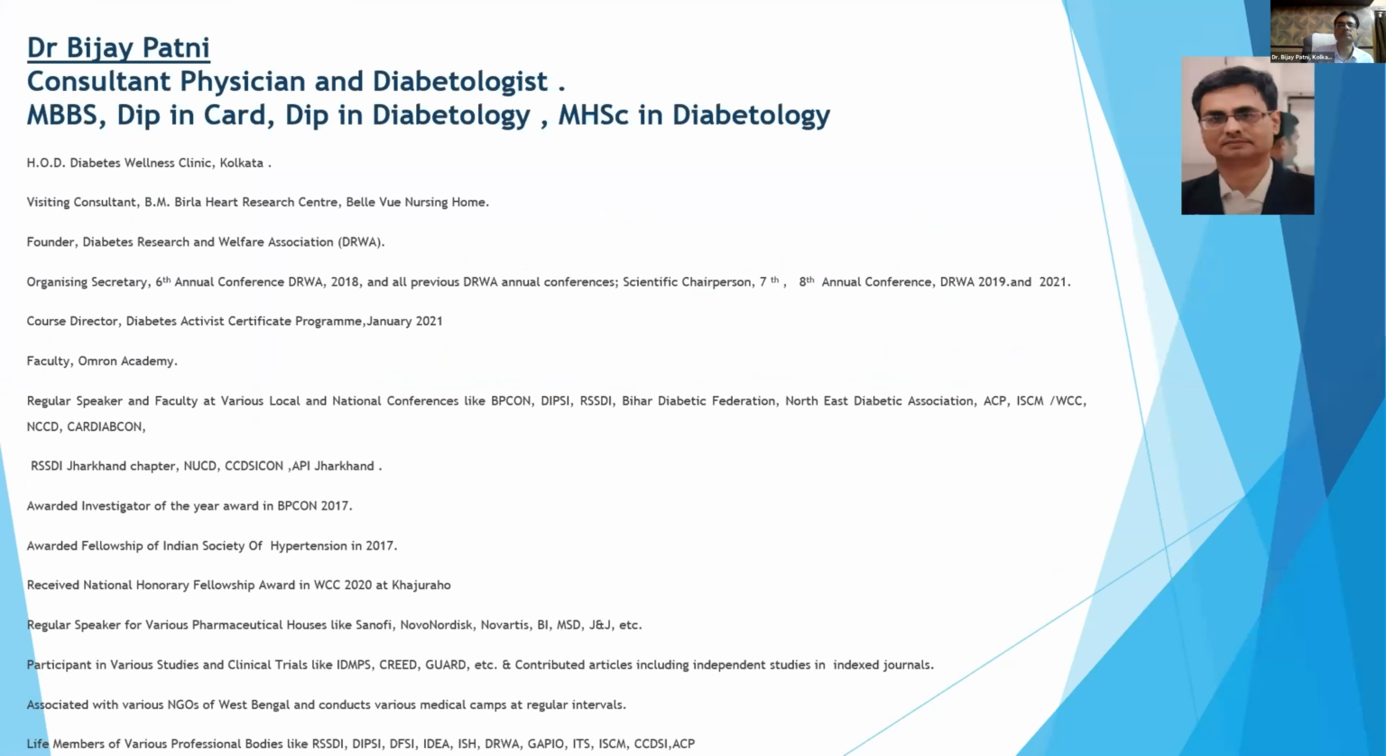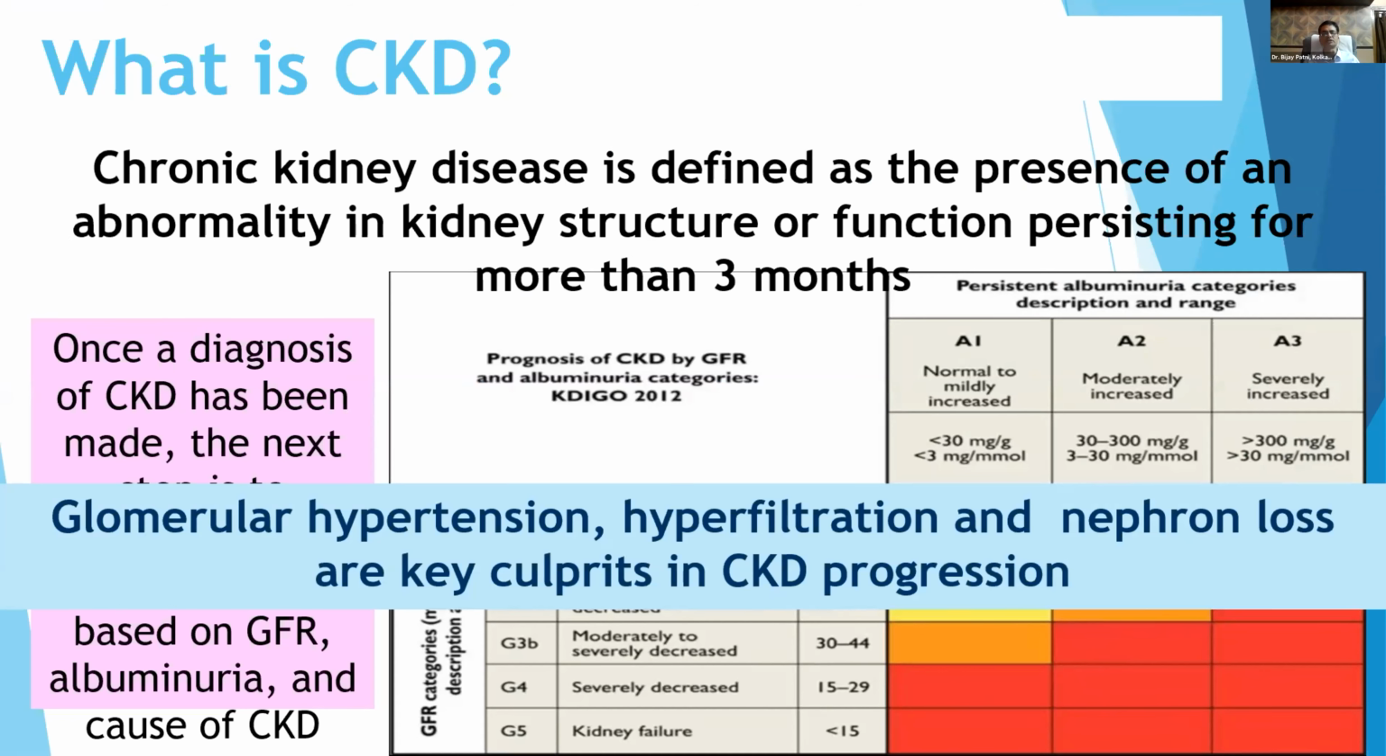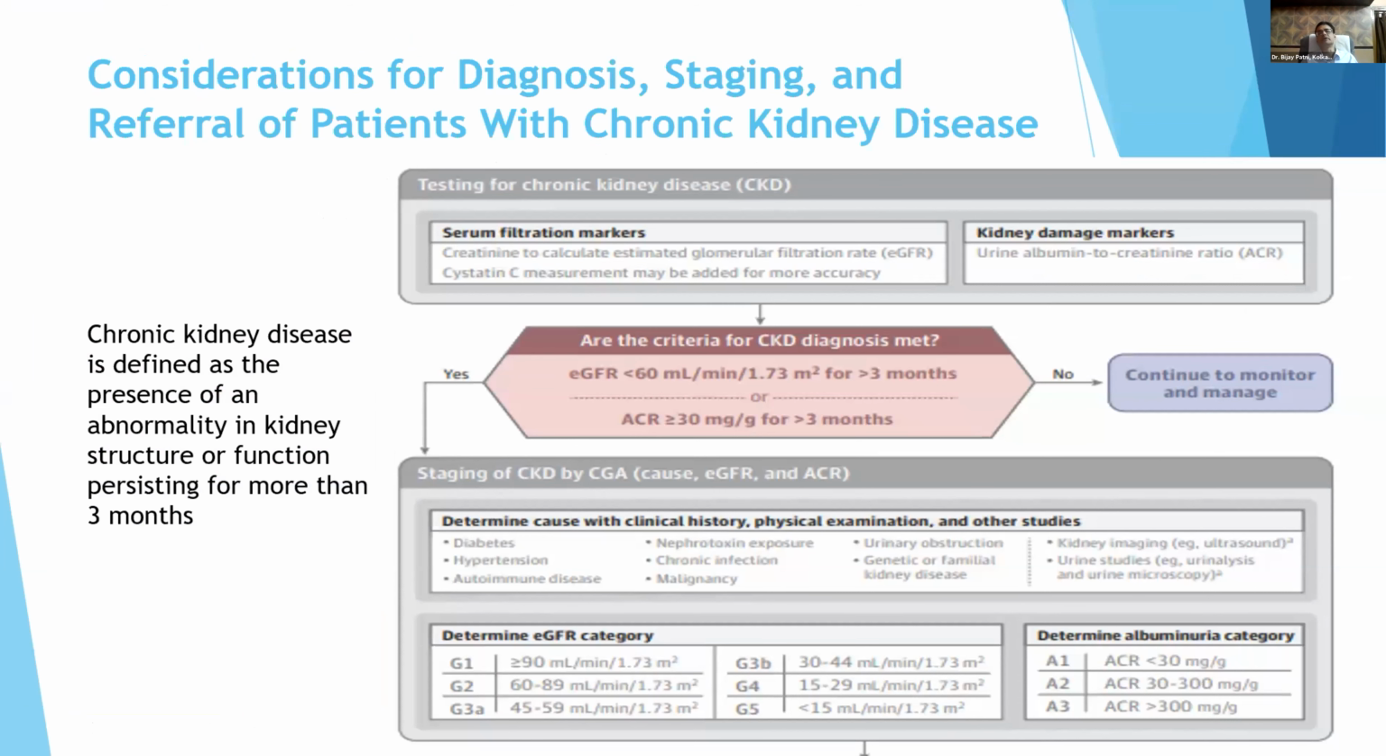So how do we really define it? It is defined as the presence of an abnormality in kidney structure or function persisting for more than 3 months. You can always define it, and thereafter you have to understand where are the culprits. Culprits obviously are glomerular hyperfiltration, hypertension, and nephron loss. So once you define it, then you have to actually stage it. So that's very important. So you need to first and foremost test for the CKD.